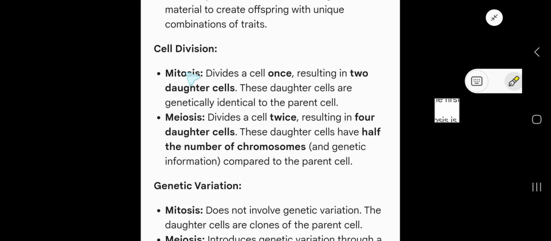Cell division. Mitosis, meiosis. Mitosis divides a cell once, resulting in two daughter cells. These daughter cells are genetically identical to the parent cell. Meiosis divides a cell twice, resulting in four daughter cells. These daughter cells have half the number of chromosomes compared to the parent cell.